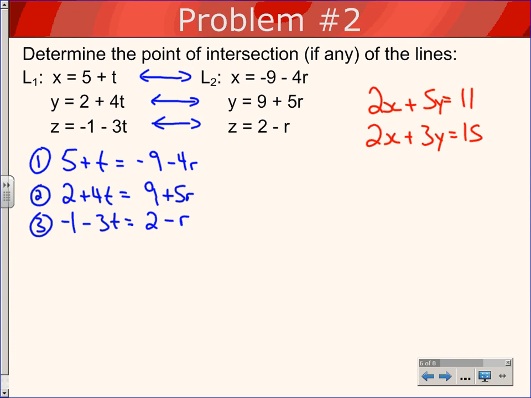So if I have 2 variables, I need 2 equations. If I was going to have 3 variables, I would need 3 equations. If I had 4 variables, I'd need 4 equations, and so on. Well, this is now backwards, right? I've got 2 variables. I only need 2 equations to solve. I only need 2 of them. The third one's a bonus.